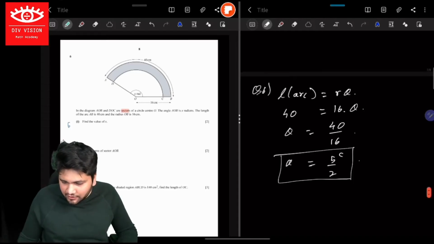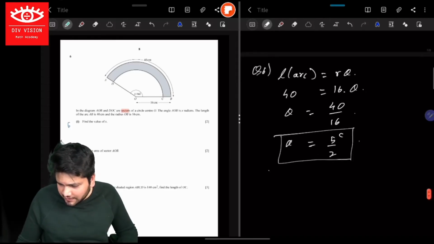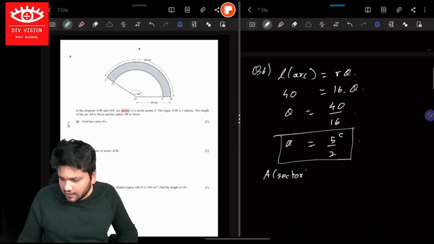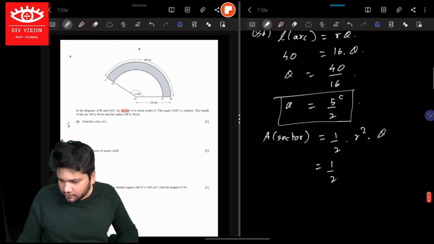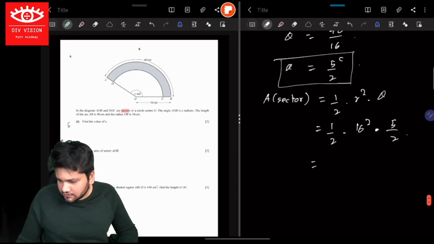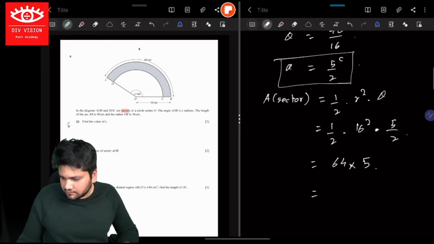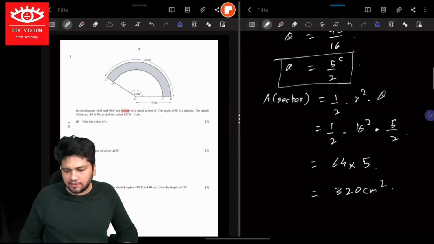Now, find the area of sector AOB. So area of sector is simple. Area of sector is going to be half into r square into theta. So here it's going to be half into radius is how much? 16. So 16 square into theta, which we just found, that is 5 by 2 radian. So which is nothing but 4 into 16, 64 into 5. Which is how much? Which is 320 centimeters square. That's going to be the area of sector.